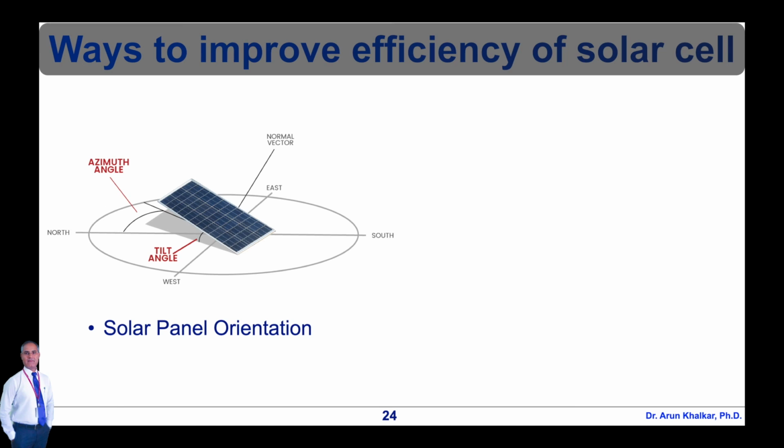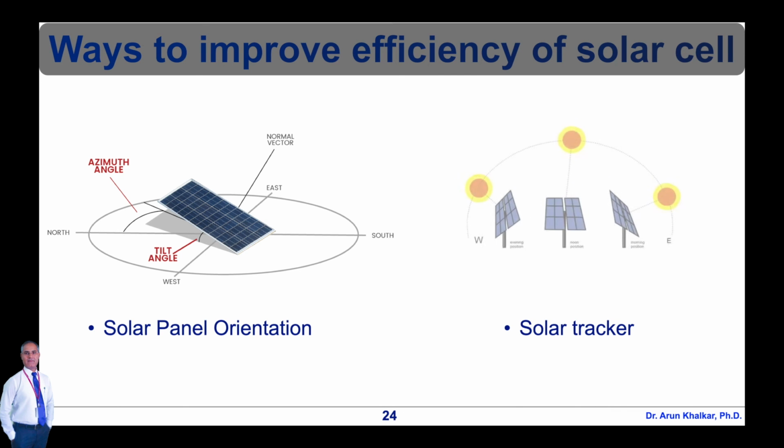Next is solar panel orientation. For highest output, solar panel must be perpendicular to the sun's rays. However, for rooftop solar panels, their orientation is fixed. For other types of fixed installations, the azimuth is oriented to the south and tilt adjusted for the winter period.